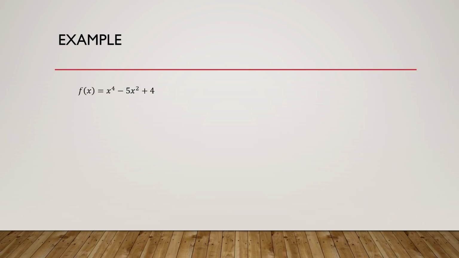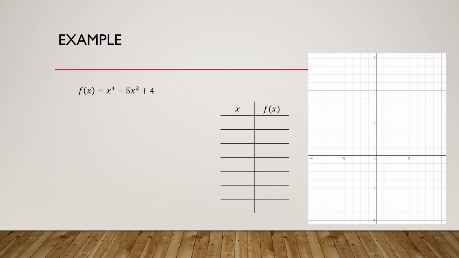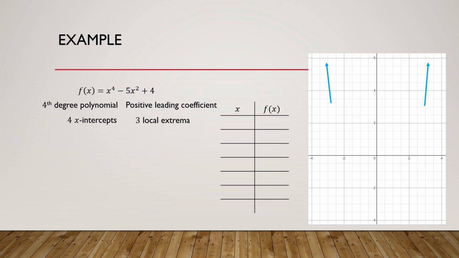In another example, let's evaluate and graph x to the fourth minus 5x squared plus 4. This is a fourth-degree polynomial with a positive leading coefficient, so the end behavior is towards positive infinity for increasing both positive and negative x's. There will also be a maximum of 4 x-intercepts and a maximum of 3 local extrema. As before, we can arrive at the first point by setting x equal to 0, which gives us the y-intercept (0, 4).